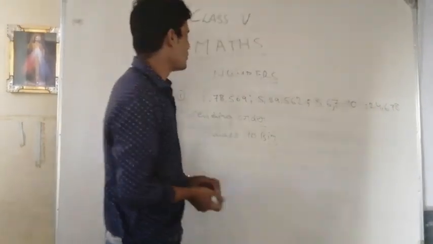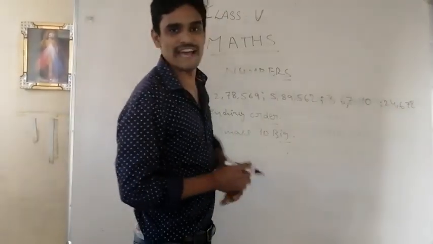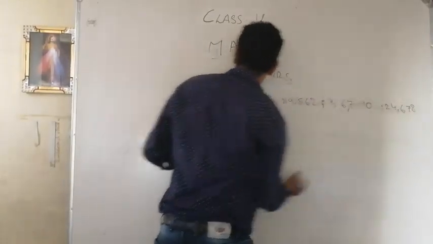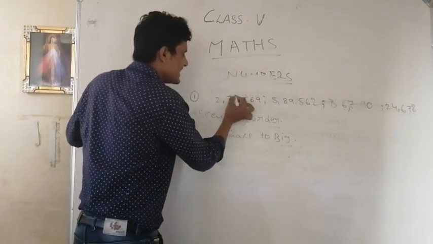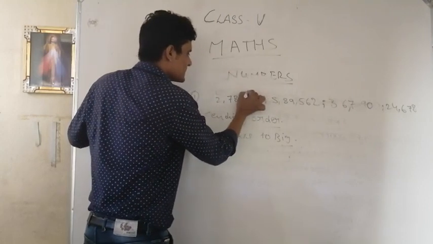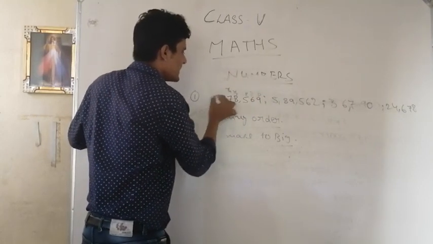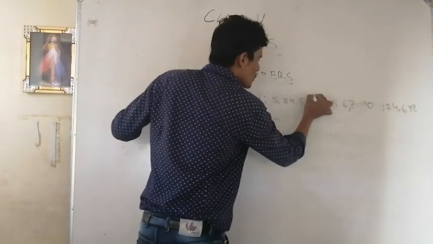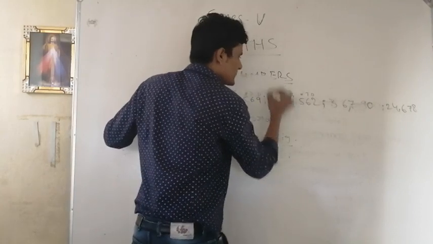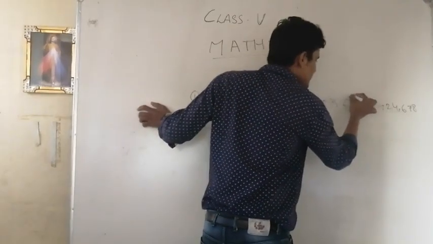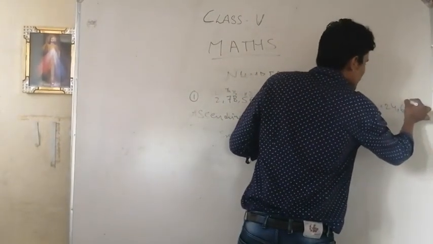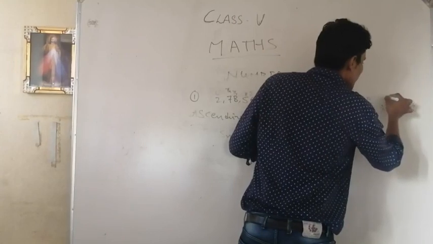Okay, children. Now, we have to arrange the place values of the particular numbers. Look at here. What is the number here? The first one is ones, tens, hundreds, thousands, 10,000, lakhs. What is the second number? Ones, tens, hundreds, thousands, 10,000, lakhs. What is the next one? Ones, tens, hundreds, thousands, 10,000. What is the next one? Ones, tens, hundreds, thousands, 10,000.